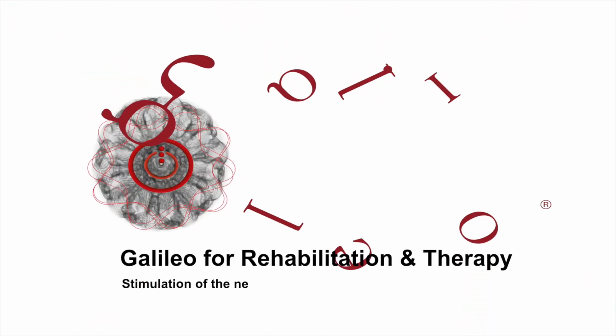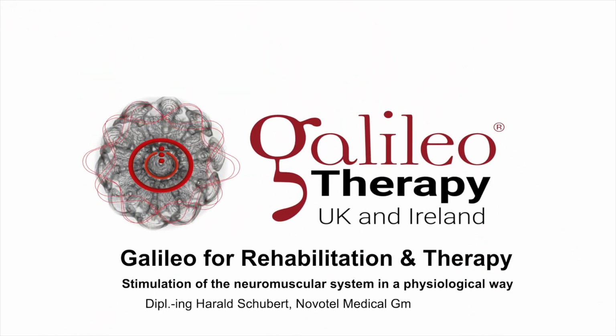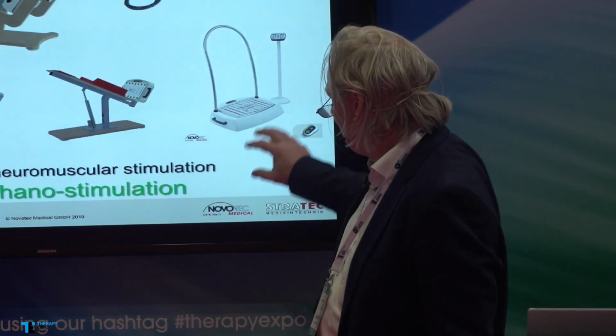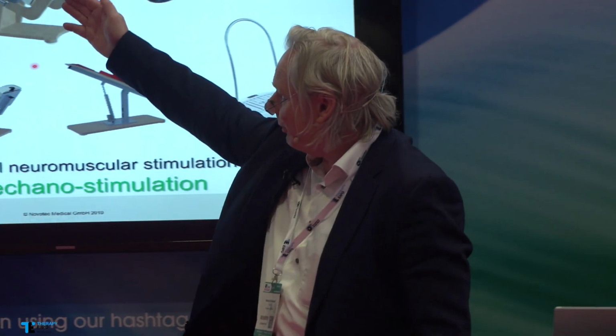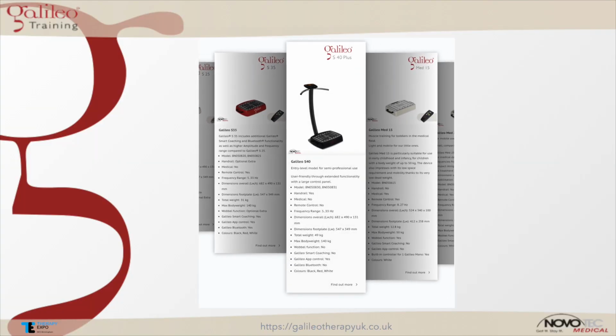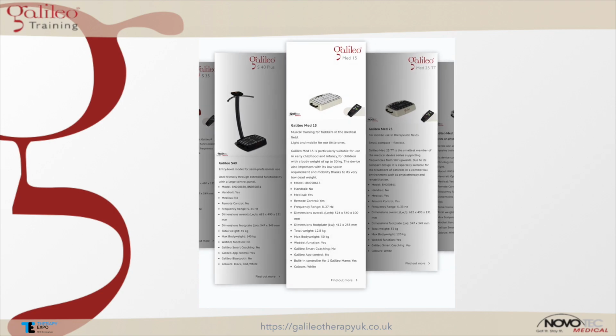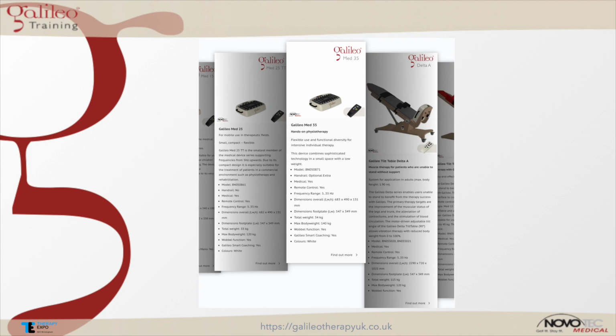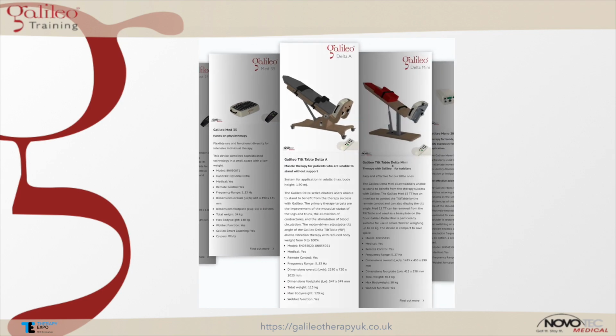Neuromuscular stimulation in a mechanical way. The first thing is that you just see what kind of devices we have. So we have standing devices, but we also have devices for people who are not able to stand, like tilt tables for stroke patients, MS patients, and spinal cord injuries. And we also have small tilt tables, which we, for instance, use for children with neuromuscular diseases.